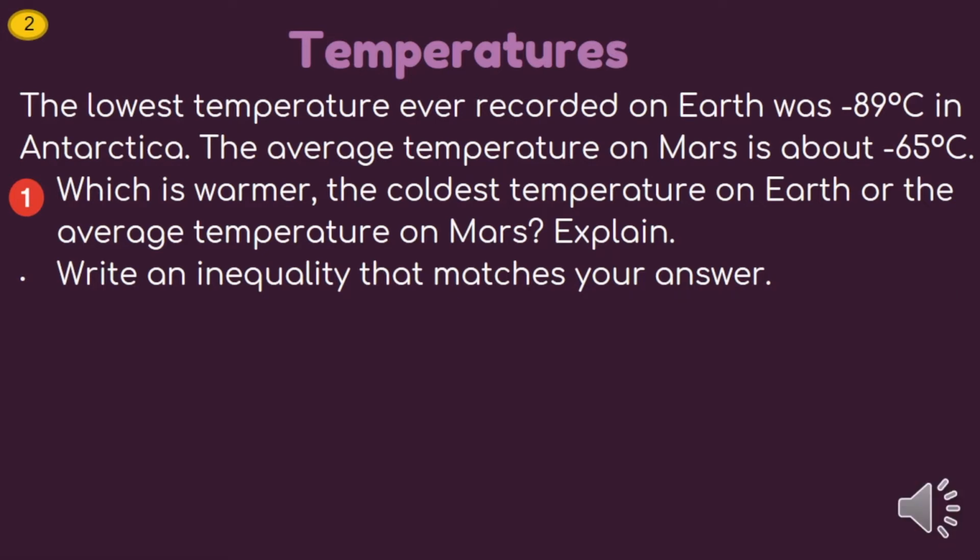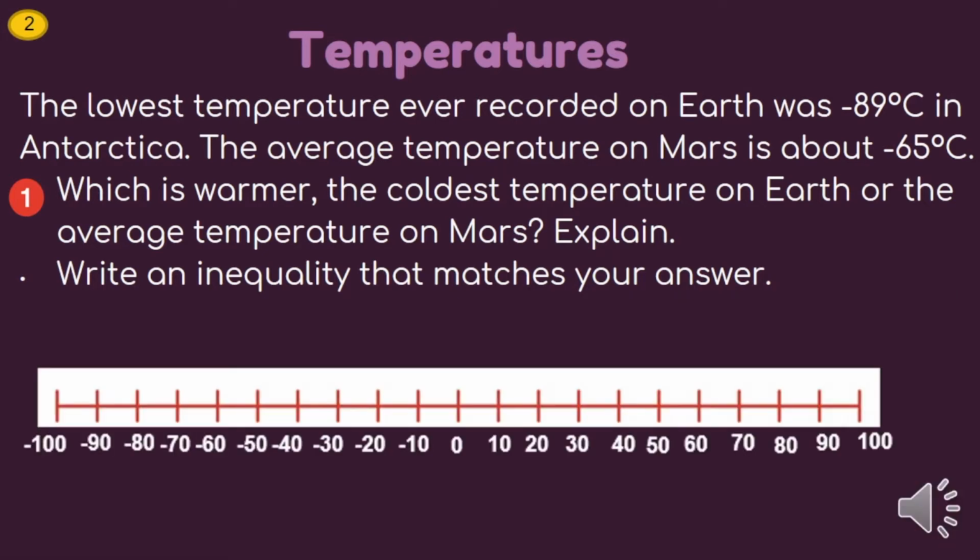So where would we plot negative 89 and negative 65 on a number line? Do you know? That's it. Negative 65 is between negative 60 and negative 70. And negative 89 is very close to negative 90 on the number line. So which number is closer to 0? Based on our number line, negative 65 is closer, which means that the average temperature on Mars is warmer.